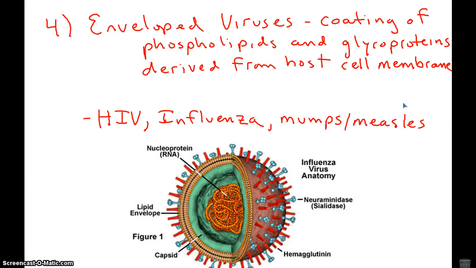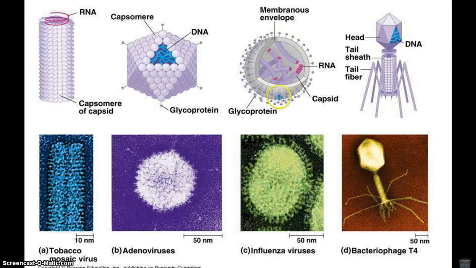And these have a coating of phospholipids and glycoproteins derived from the host cell membranes. So this is how they kind of sneak their way into some cells. So they get those receptor molecules on the outside as they leave the cell in a process called budding that we'll look at the very end of this presentation. So HIV, influenza, the mumps and measles are examples of enveloped viruses. And here's a diagram that shows all four of those together.